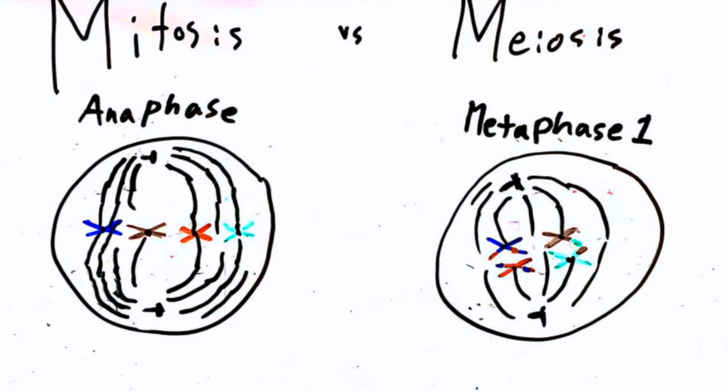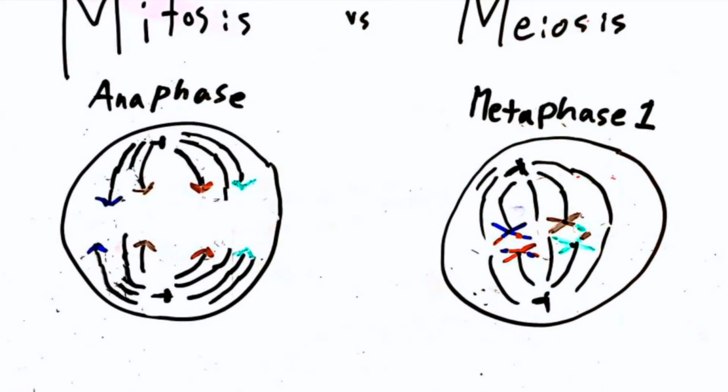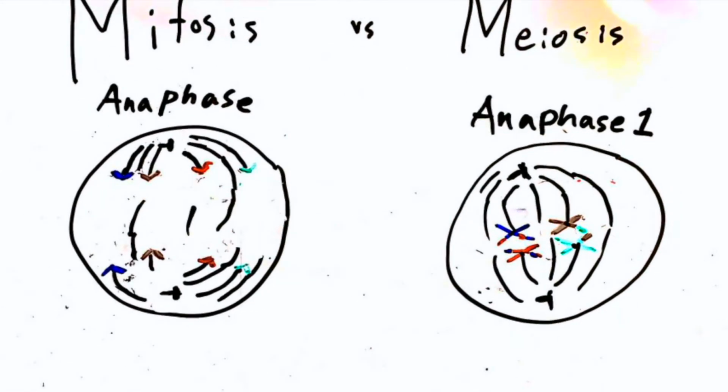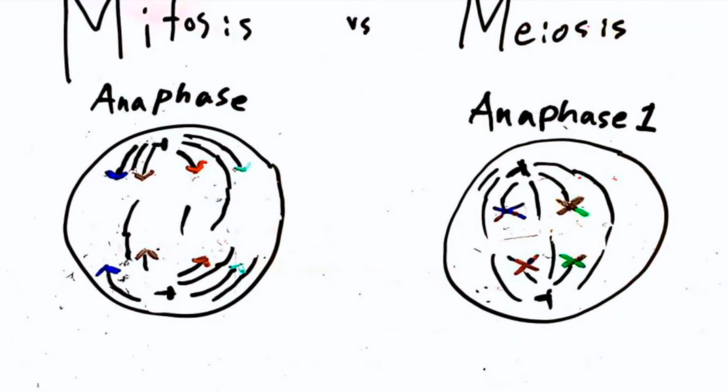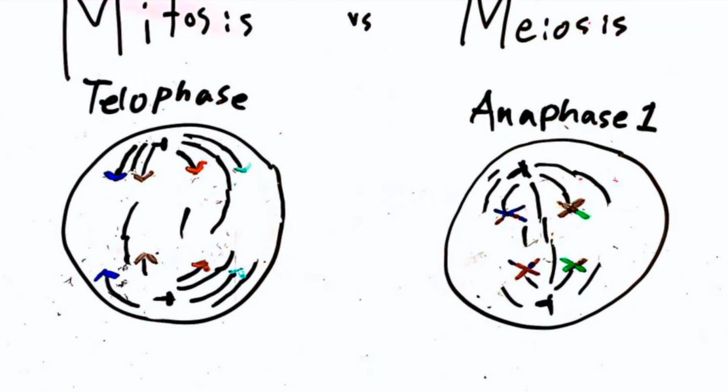Anaphase is the next step in mitosis. Sister chromatids are pulled apart and towards poles of the cell. In anaphase 1, homologous chromosomes move towards poles, but no sister chromatids are separated.